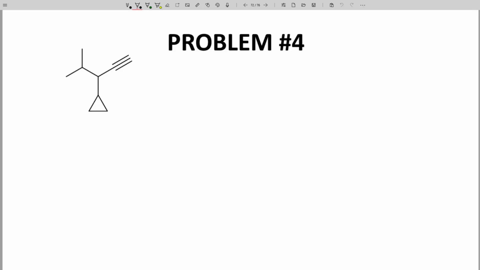Problem 4 is just a little bit different. We don't have an alkene, we have an alkyne. So that is our top priority group. Now, I'm going to go to the upper right corner. Alkynes, for some reason, are kind of confusing for many students.